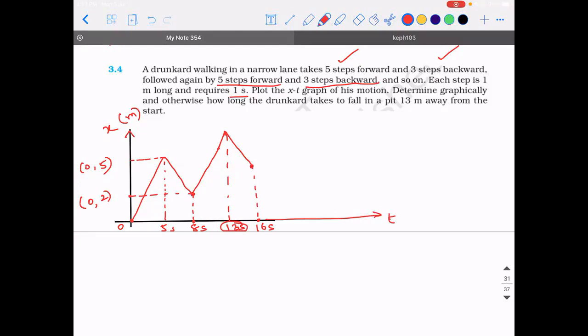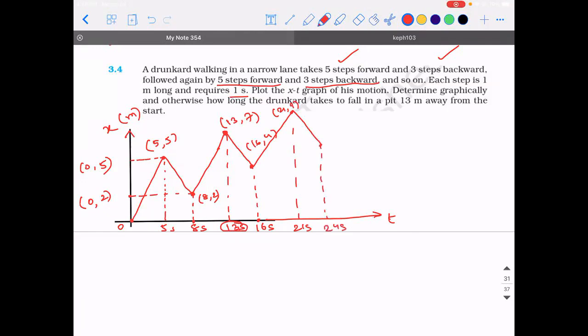So let me plot everything for your clarity. What will be the coordinates of this point? It will be (5, 5), whereas this point will be (8, 2). What will be the coordinates of this point? (13, 7), whereas the coordinates of this point will be (16, 4). From here again 5 more steps, 9, at the end of 21 seconds. So what will be the coordinates of this point? (21, 9). From 21 again he will come back to which point?